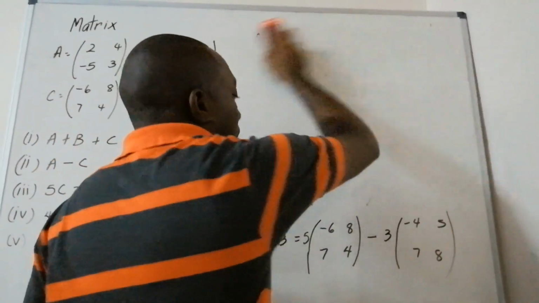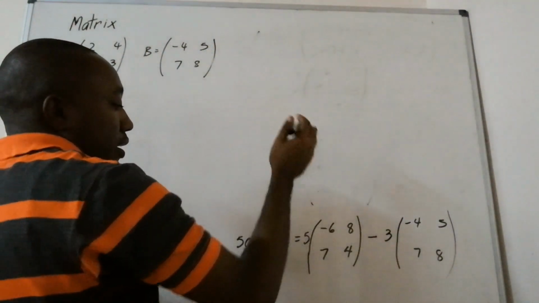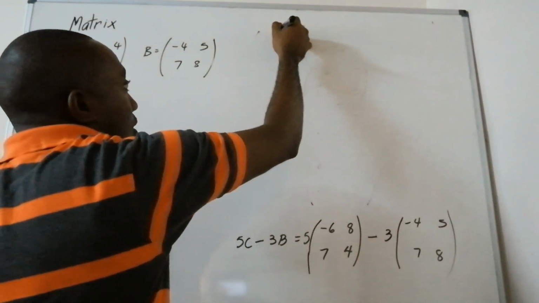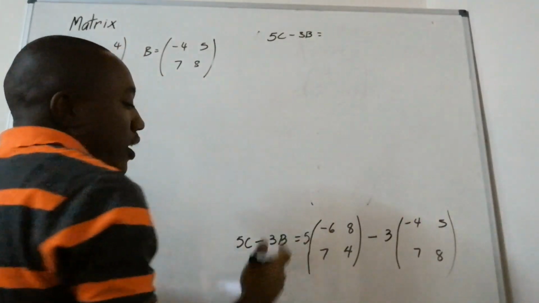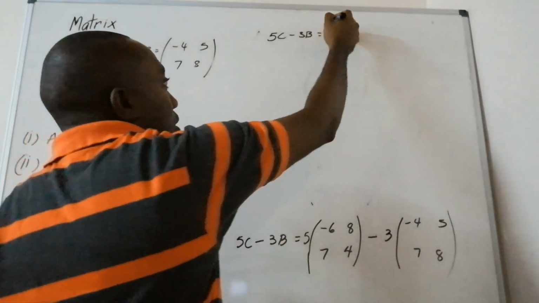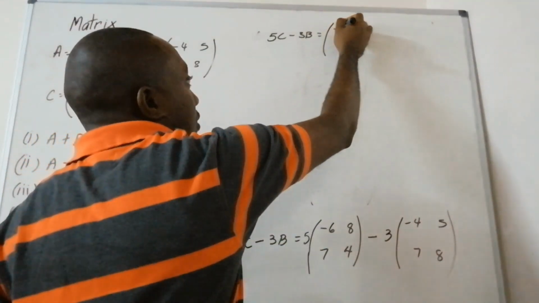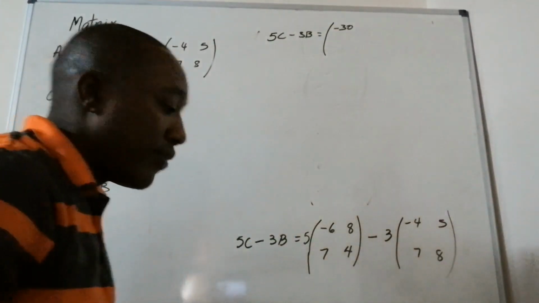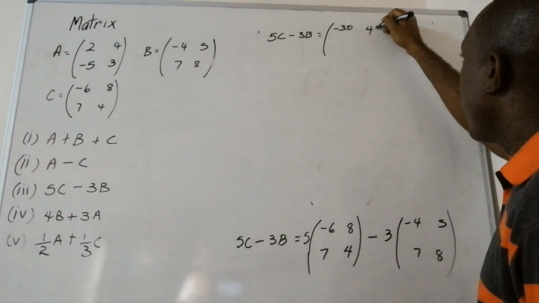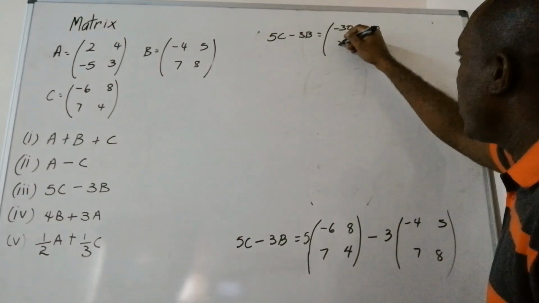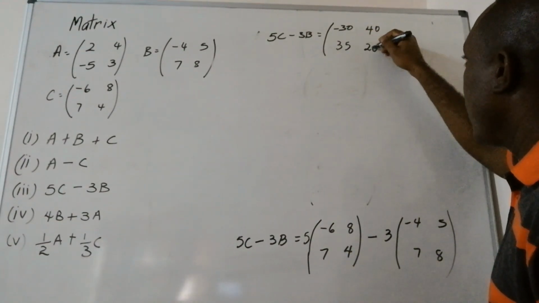So, multiplying 5 by every number in this bracket, 5C minus 3B, right? And we're going to multiply them and put our answers. So 5 times negative 6 will give us negative 30. 5 times 8 will give us 40. 5 times 7, 35. And 5 times 4, 20.